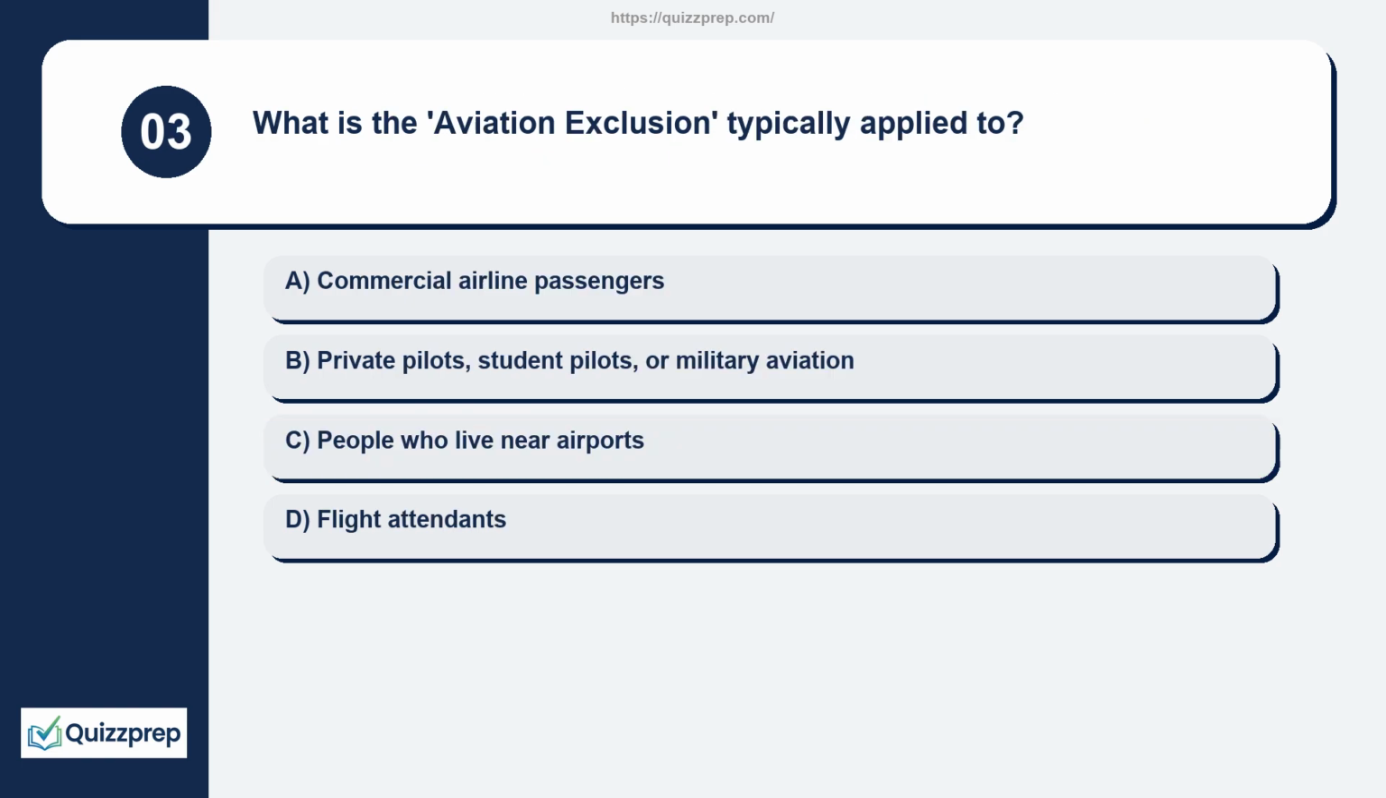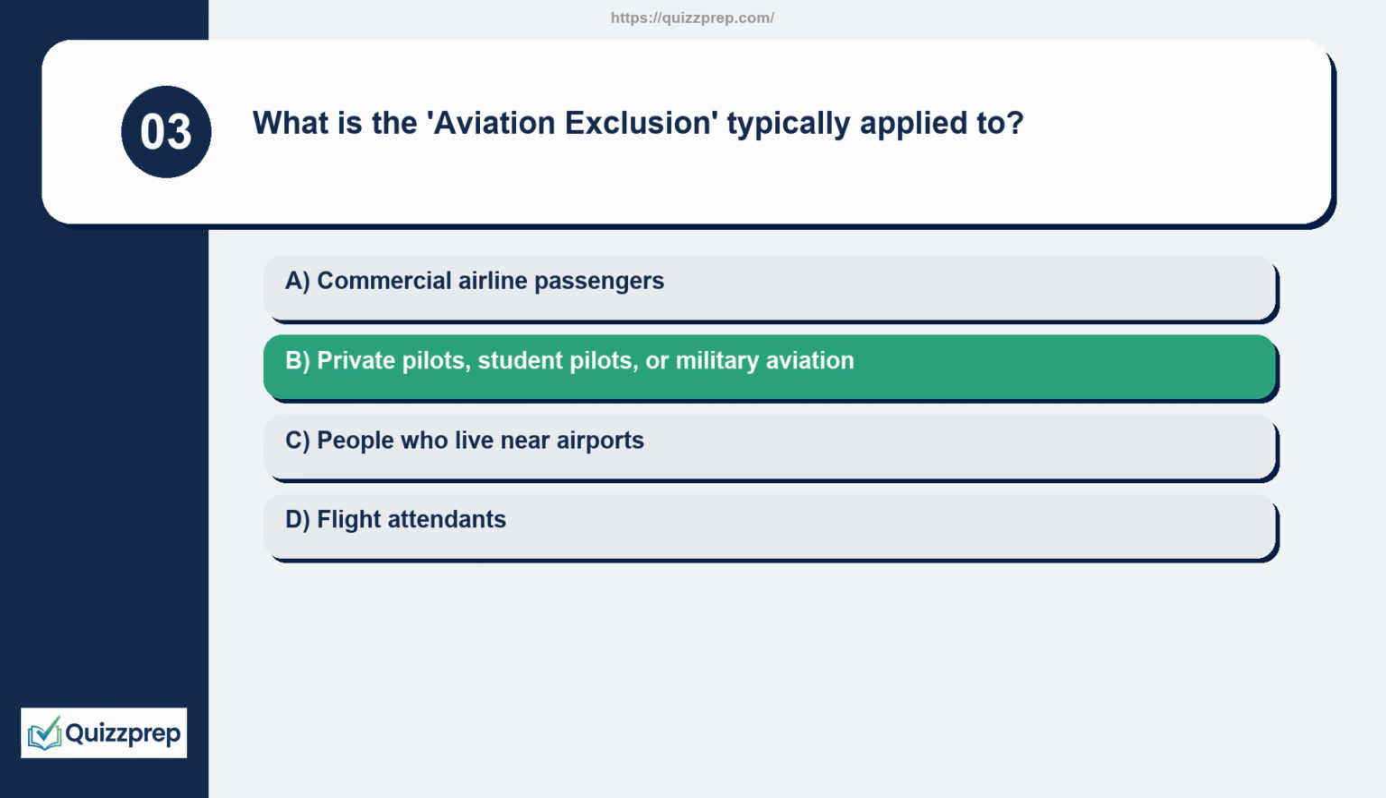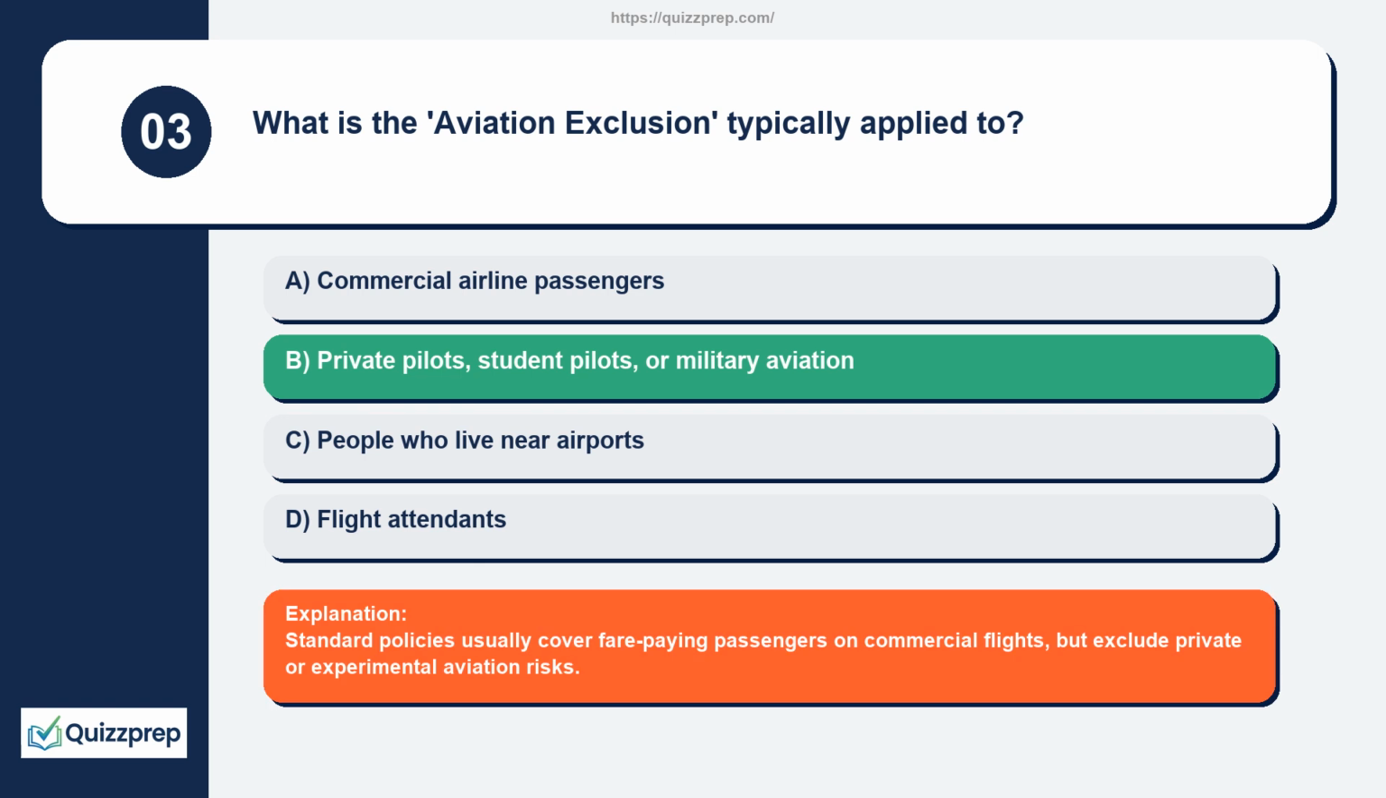Question 3. What is the aviation exclusion typically applied to? Commercial airline passengers, private pilots, student pilots, or military aviation. People who live near airports. Flight attendants. Standard policies usually cover fare-paying passengers on commercial flights, but exclude private or experimental aviation risks.